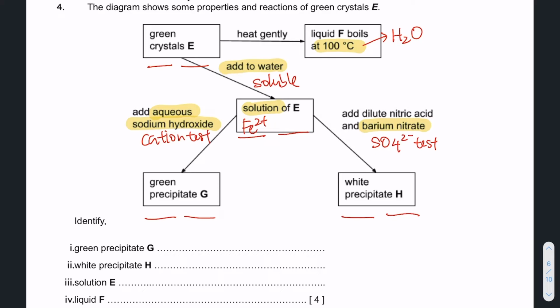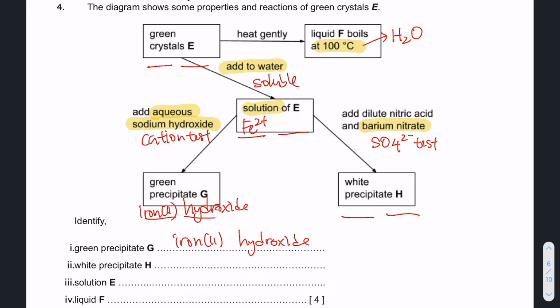So my G forming a green precipitate lets me know that the cation test shows that Fe2+ is present over here. So if Fe2+ is present over here, it means that the green precipitate here should be iron 2, and because I added the sodium hydroxide, it should be an iron 2 hydroxide. Do you see how I wrote two parts of the name? So we have an iron 2 hydroxide. Two parts to the name.